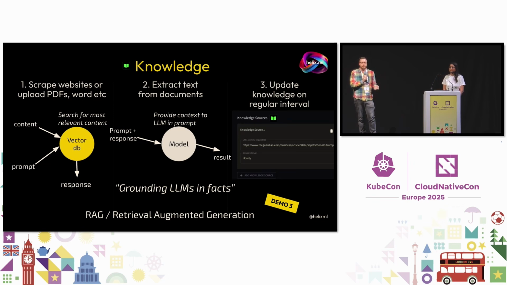It's a very long way of saying that if the user asks a question, it will find relevant documents in the database and include those documents along with the user's question when sending that to the LLM. And that's step 2, which is you take the prompt and the response, you pass it into the model, and then the model is kind of grounded in facts. And then the third step is that you can just regularly refresh that knowledge as it changes.